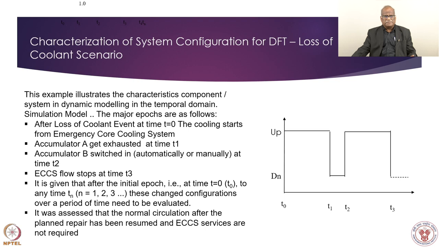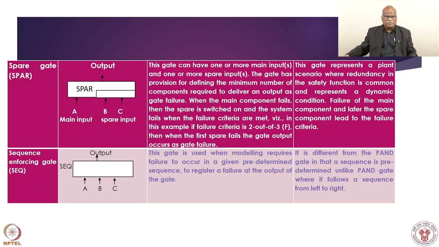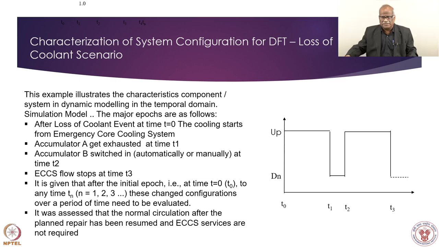So that means the connected thing is the cooling system, which has to switch in during loss of coolant, and this system is called emergency core cooling system. So LOCA happens at a time t equal to 0, and the accumulator along with that ECCS also comes in, and then you can see the condition of ECCS, but then it shuts down, or it stops supplying cooling water due to one of the two redundant accumulators. So these two accumulators, the first one gets exhausted, and you can see the ECCS up-down condition we are approaching.